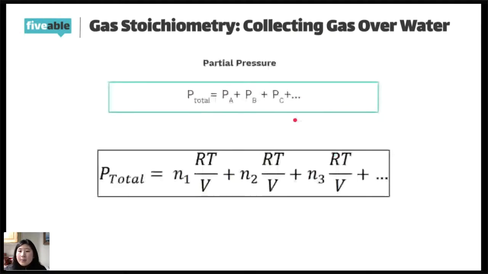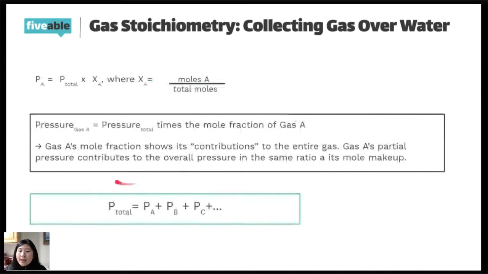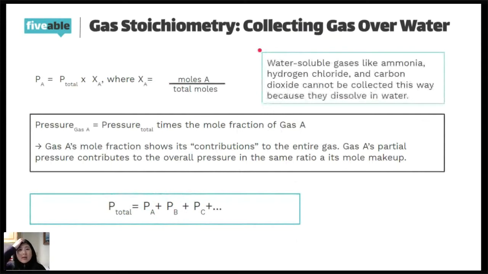In this case, I'm going to go back to the previous slide. That will be the pressure of gas 1 plus the pressure of the water vapor. That would equal what we have in the sample, the total pressure of the sample.